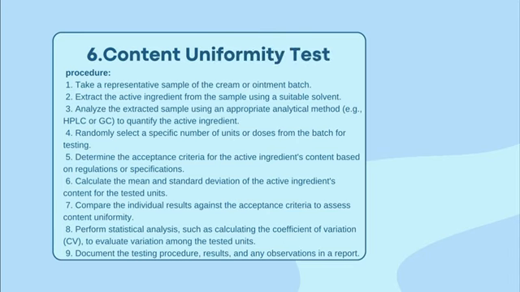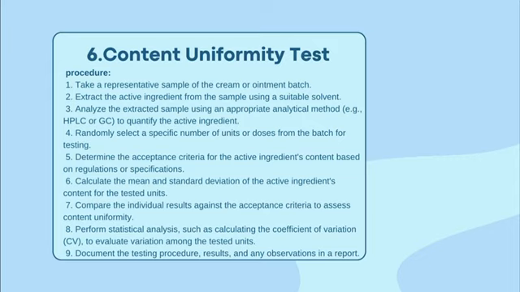Procedure: 1. Take a representative sample of the cream or ointment batch. 2. Extract the active ingredient from the sample using a suitable solvent. 3. Analyze the extracted sample using an appropriate analytical method, e.g., HPLC or GC, to quantify the active ingredient. 4. Randomly select a specific number of units or doses from the batch for testing.